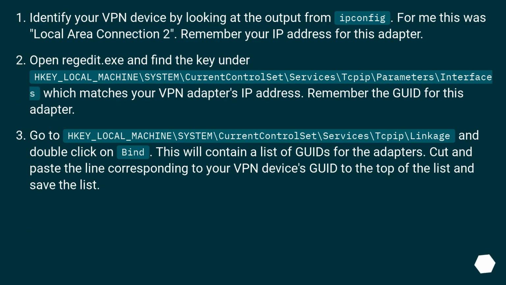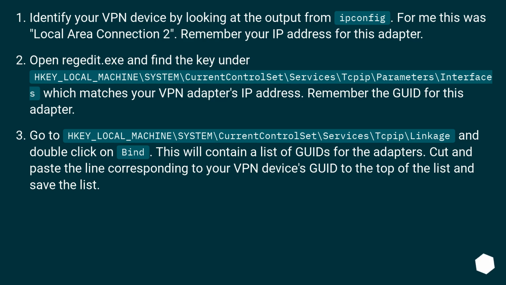Identify your VPN device by looking at the output from ipconfig. For me this was Local Area Connection 2. Remember your IP address for this adapter. Open regedit.exe and find the key HKEY_LOCAL_MACHINE\SYSTEM\CurrentControlSet\Services\Tcpip\Parameters\Interfaces which matches your VPN adapter's IP address. Remember the GUID for this adapter.